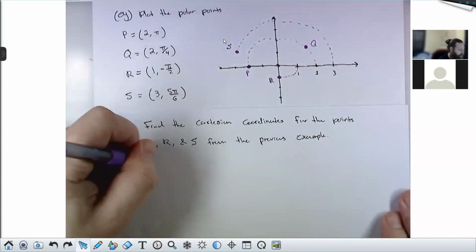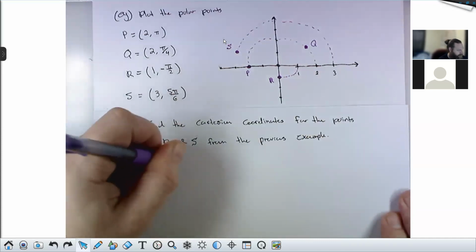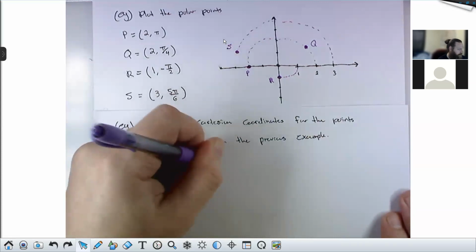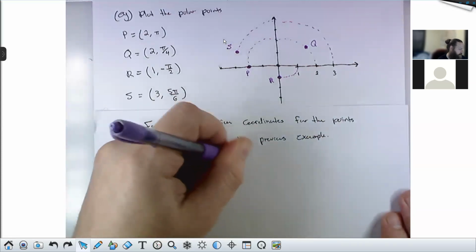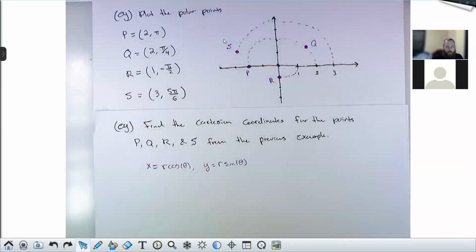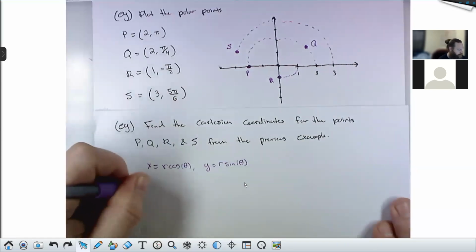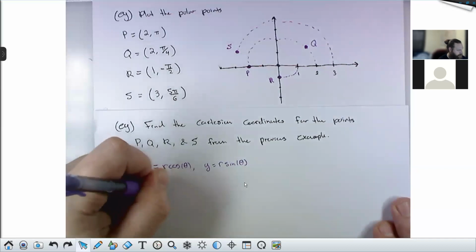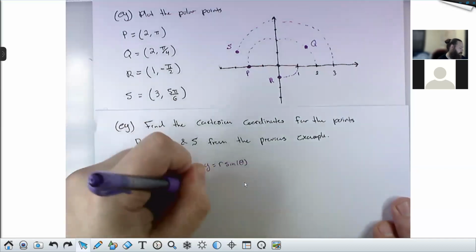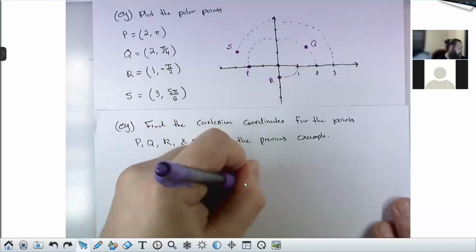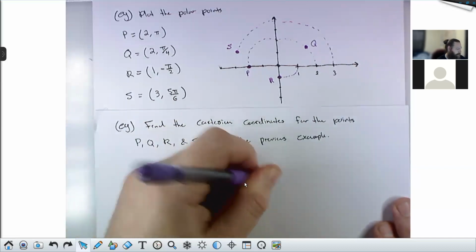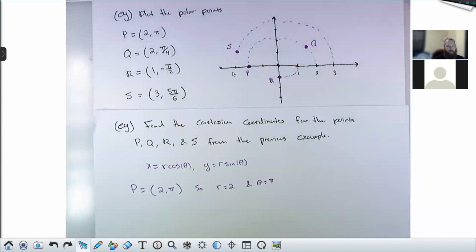The trick to all of this is to remember x is r cos theta and y is r sine theta. That's all we need. Because if you know r and theta, then you can plug those two things in here to get x. If you know r and theta, you can plug those two things in here to get y. So the first point P had polar coordinates (2, pi). So r is 2 and theta is pi. And this one, I bet you could tell me what the Cartesian coordinates are just from looking at the picture where we already drew this, right?